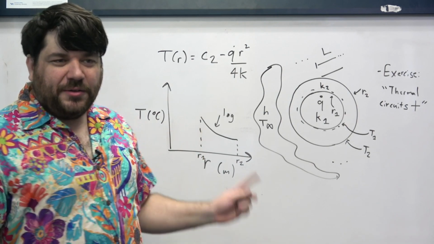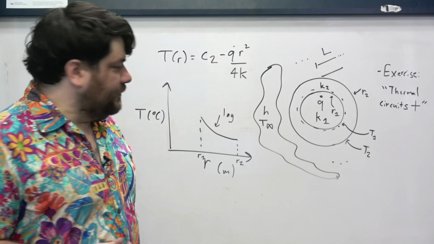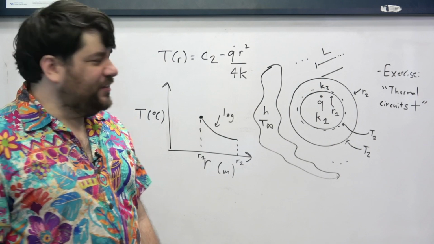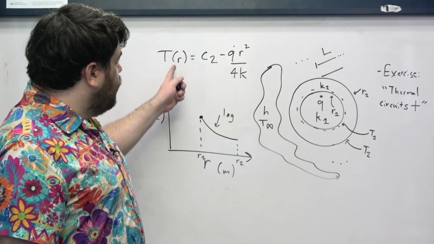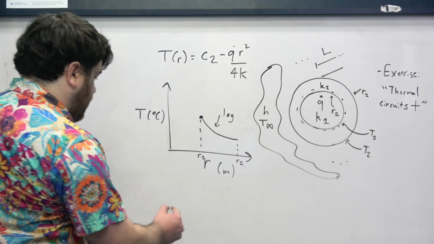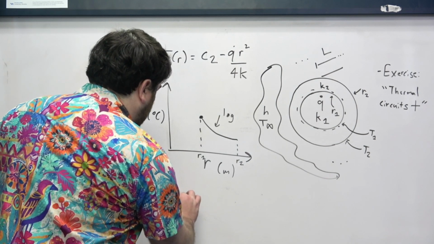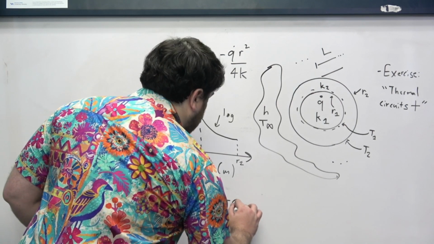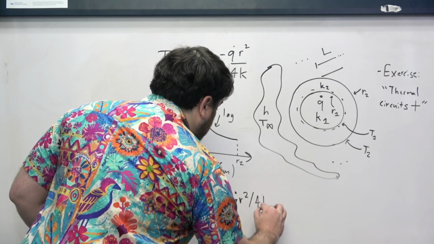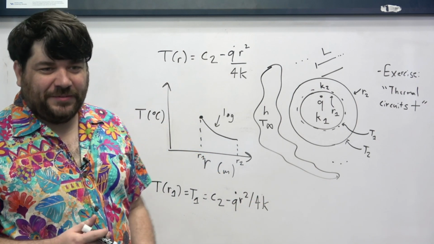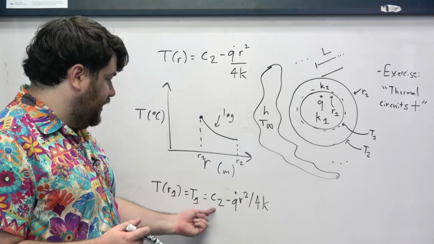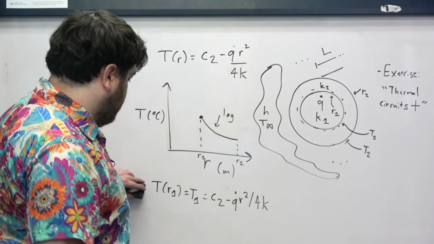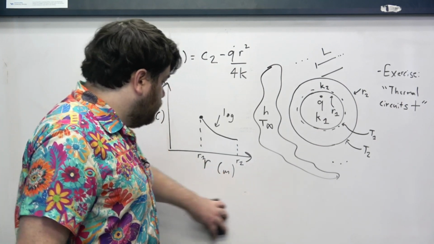Over here, we know this is a parabola, but what's the shape? We know it has to match over here, right? So if we know what Q dot is, and if we know what T1 is, we can always, just as before, say that T at R1 has to be equal to T1, which has to be equal to C2 minus Q dot R squared over 4K. Right? And then we can just solve this directly to find what C2 is as a function of T1. So mathematically, this is how we would get the expression.